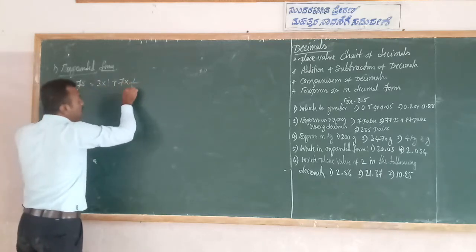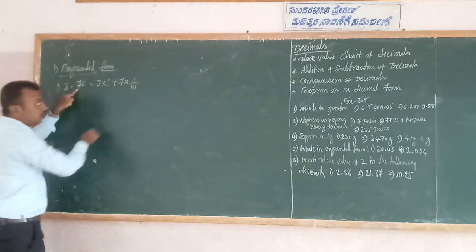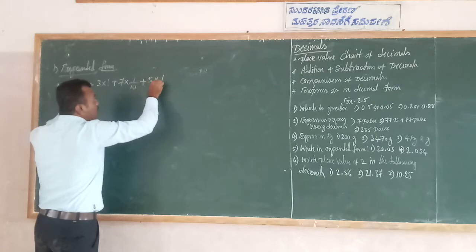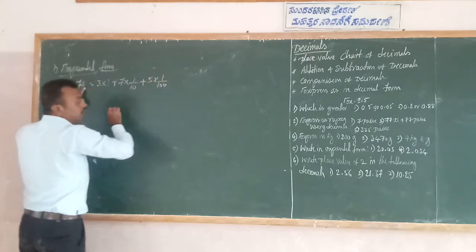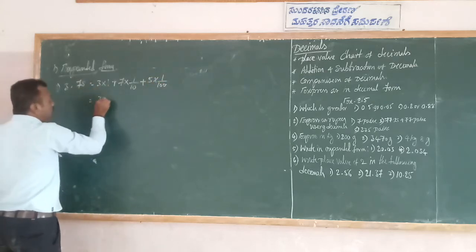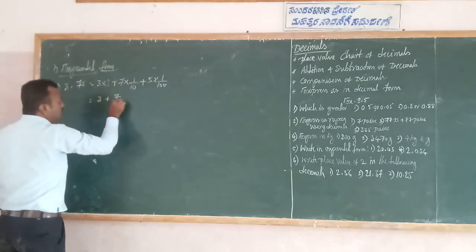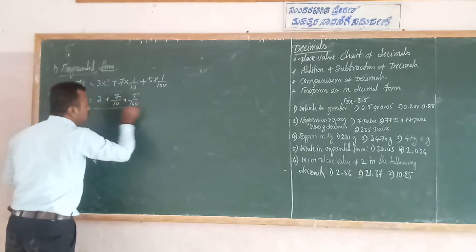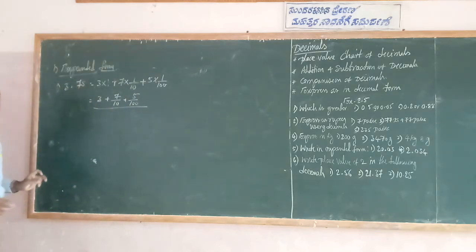The value of the tenths place is 1 by 10. Is it right? Plus, the next digit is 5. 5 is in which place? Hundredths place. Therefore 1 by 100. So 3 into 1, 3, plus 7 into 1 by 10, 7 by 10, then 5 into 1 by 100, 5 by 100. So this is the expanded form of 3.75.